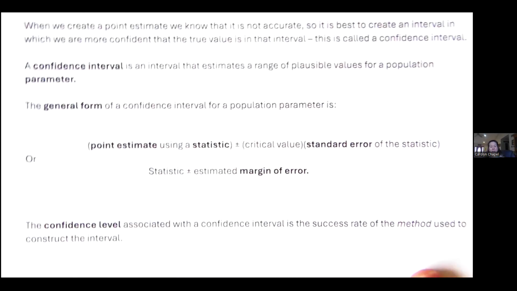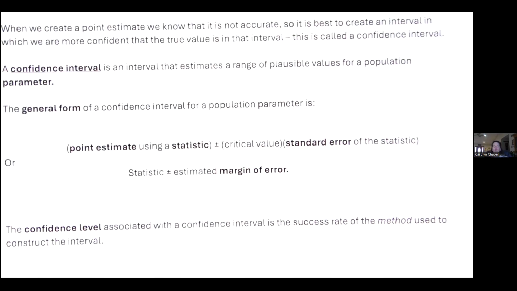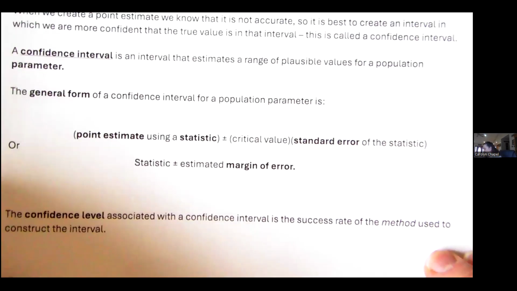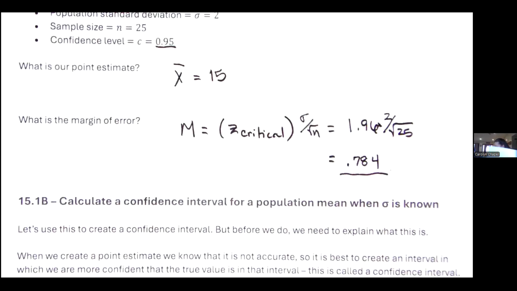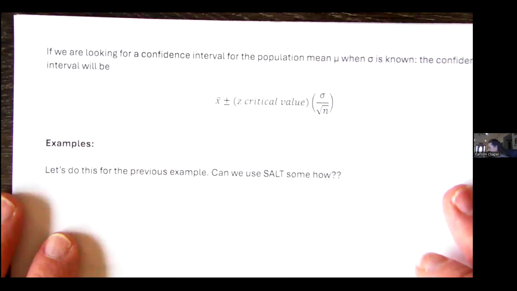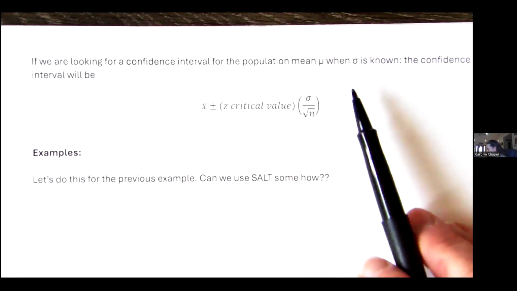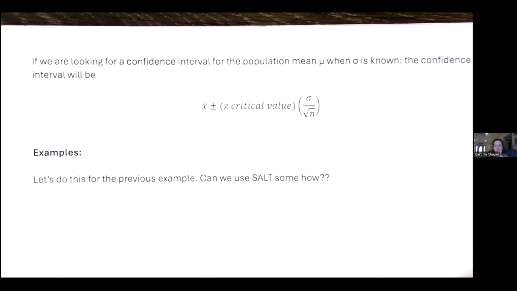That confidence level is what helps us determine that error. How confident am I going to be using to construct this? If I want to put it in terms of pieces, we're going to have this X bar plus or minus my Z critical, sigma over the square root of n.